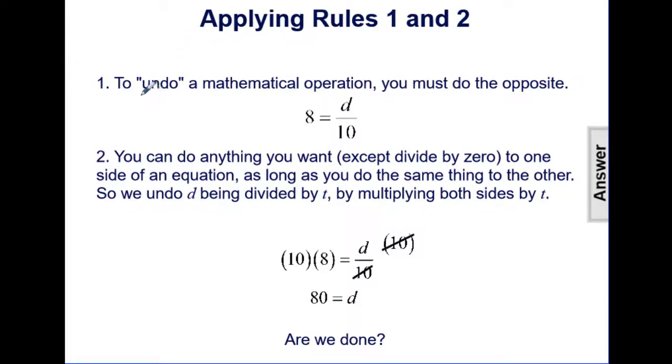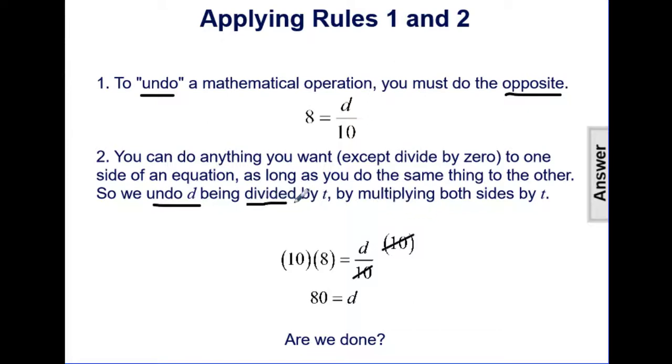To undo a mathematical operation, you must do the opposite. So here we have 8 equals d over 10. You can do anything you want except divide by 0 to one side of an equation as long as you do the same to the other. So we undo d being divided by 10 by multiplying both sides by 10.